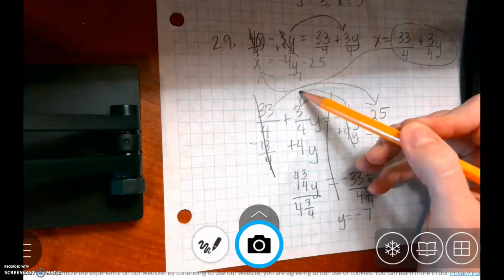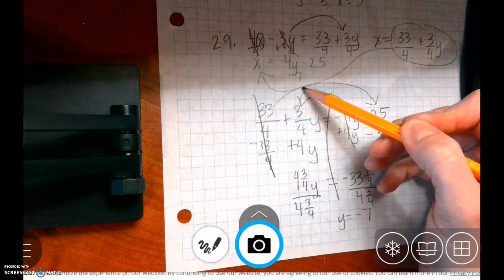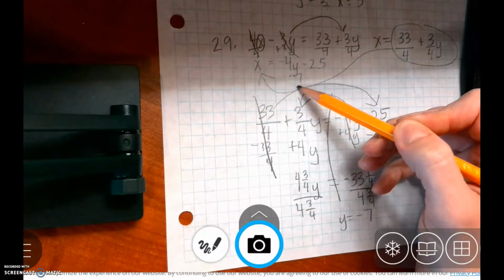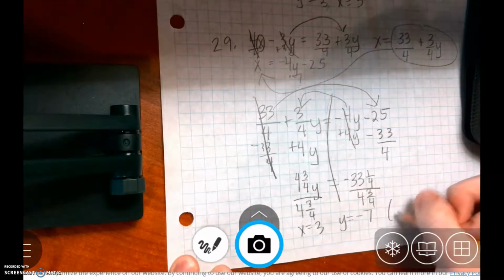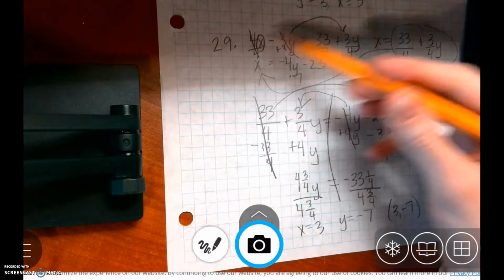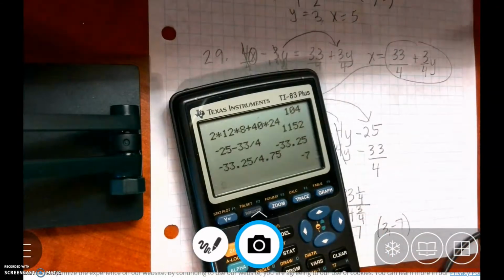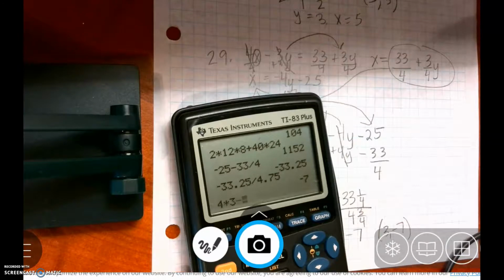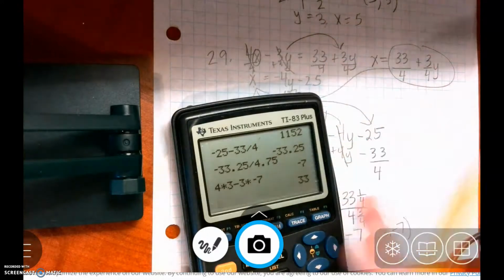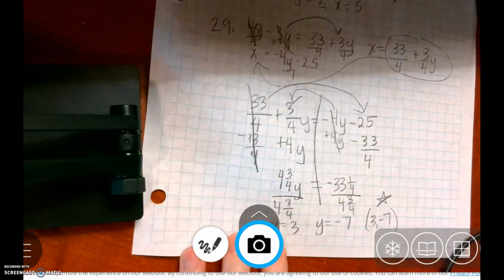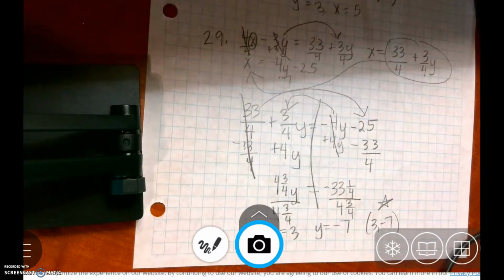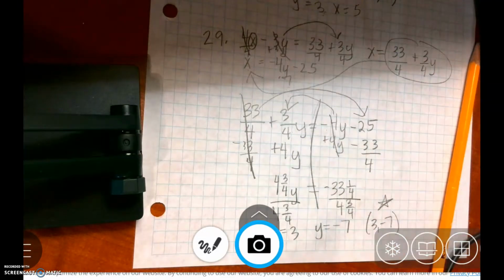Okay, 4 times negative 7 is negative 28, so minus 25... positive 28 minus 25 would be 3. So x is 3. And I always do x first and y second, and then I'll check it in my second equation. 4 times 3 minus 3 times negative 7 equals 33, which is what I was looking for. So that's my answer. So that's how you do systems of equations when you don't have the variables alone. If you already have a variable alone like y, then you would just set them equal to each other.